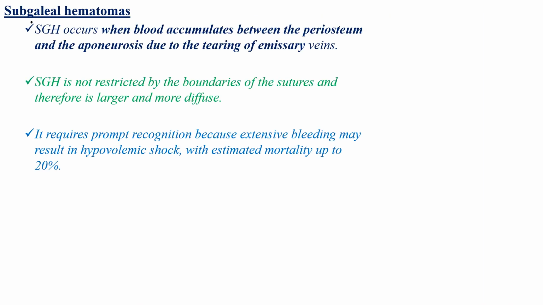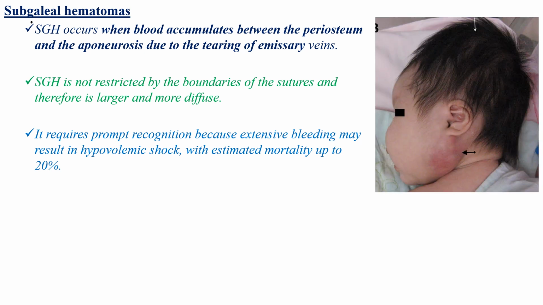The other thing that we should check is subgaleal hematoma. Subgaleal hematoma occurs when blood accumulates between the periosteum and the aponeurosis due to the tearing of emissary veins. It is not restricted by the boundaries of the sutures and therefore is larger and more diffuse. Unlike cephalohematoma and caput succedanum, subgaleal hematoma is not restricted to a suture line. It's a diffuse hemorrhage from the anterior fontanelle, from the forehead up to the nape of the neck. It requires prompt recognition because extensive bleeding might result in hypovolemic shock with estimated mortality up to 20%.